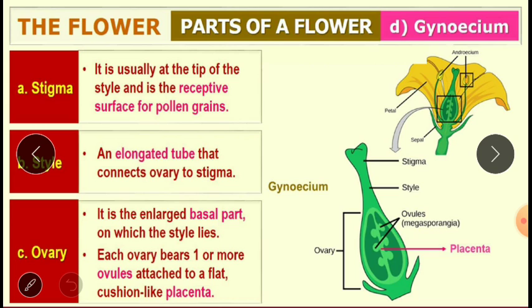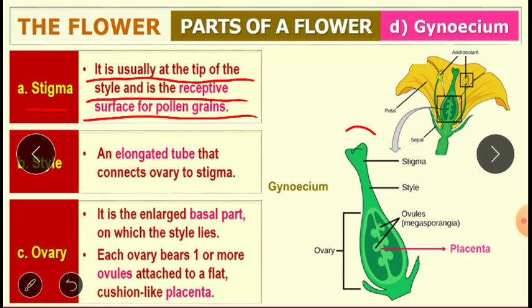Now, coming to the three parts of the carpel. First is the stigma. It is at the tip of the style and is the receptive surface for pollen grains, so pollen grains will come and attach to the stigma surface. The style is an elongated tube that connects the stigma to the ovary.